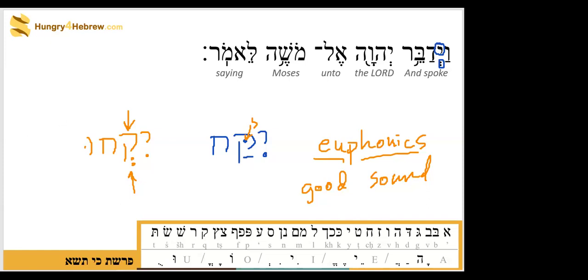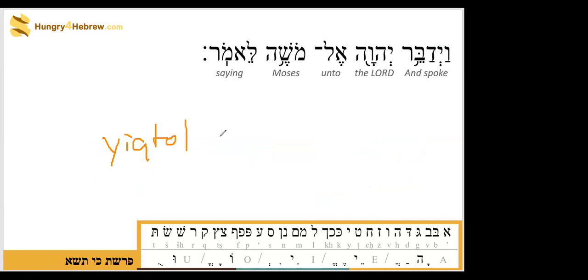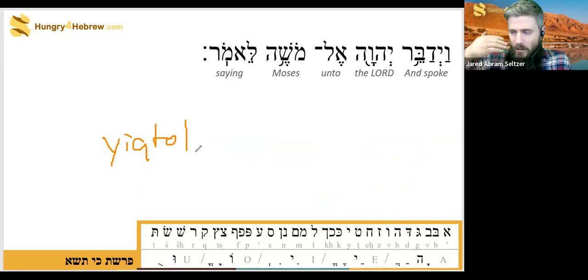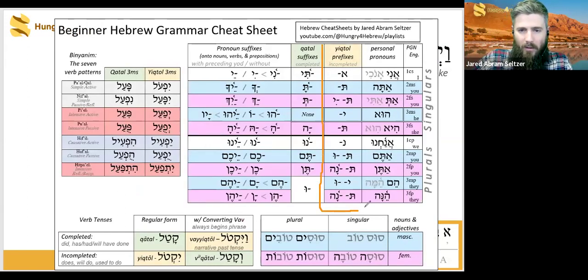Yiktol tells us that it's an incompleted action, and that includes all of the verbs in this category right here. They're all going to have some sort of prefixed letter. Some of them have a suffixed letter too. And the definition of all of these yiktol verbs is an incompleted action. So yikach means he will take, and yikchu means they will take.